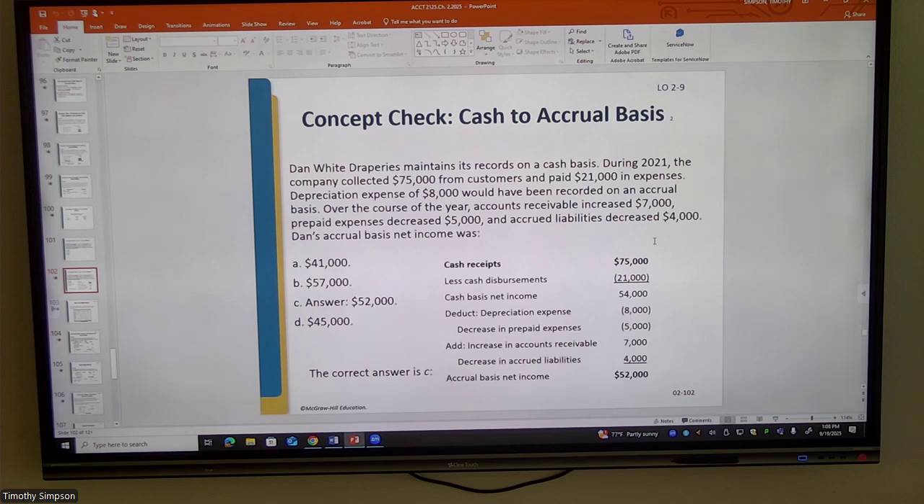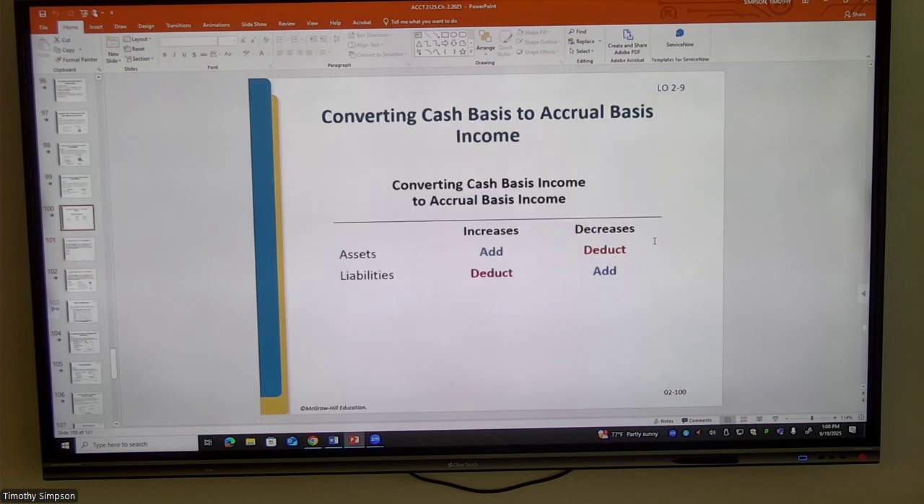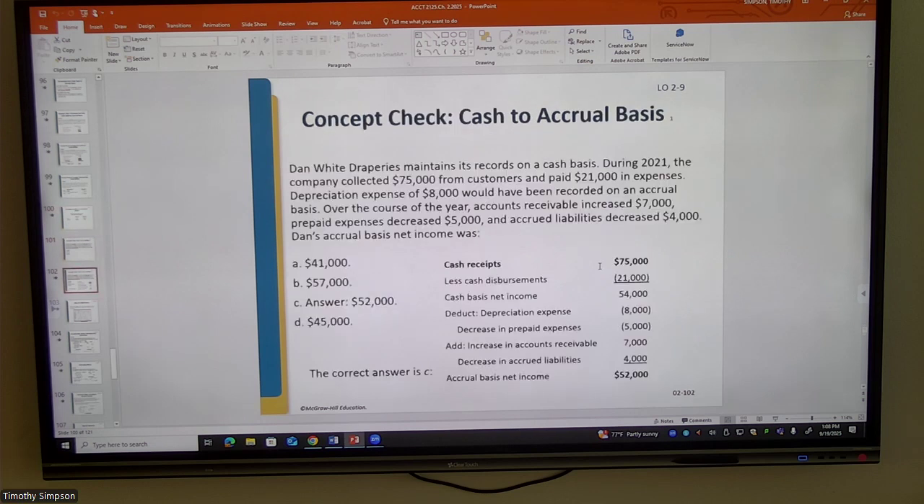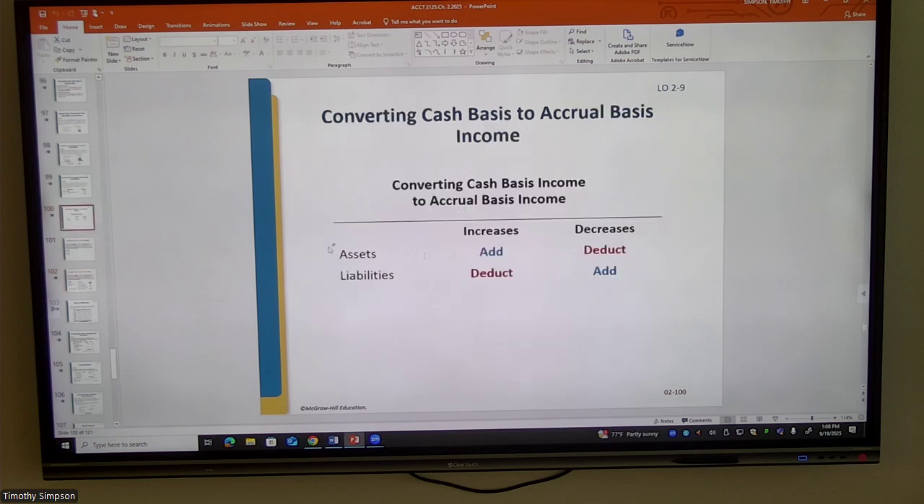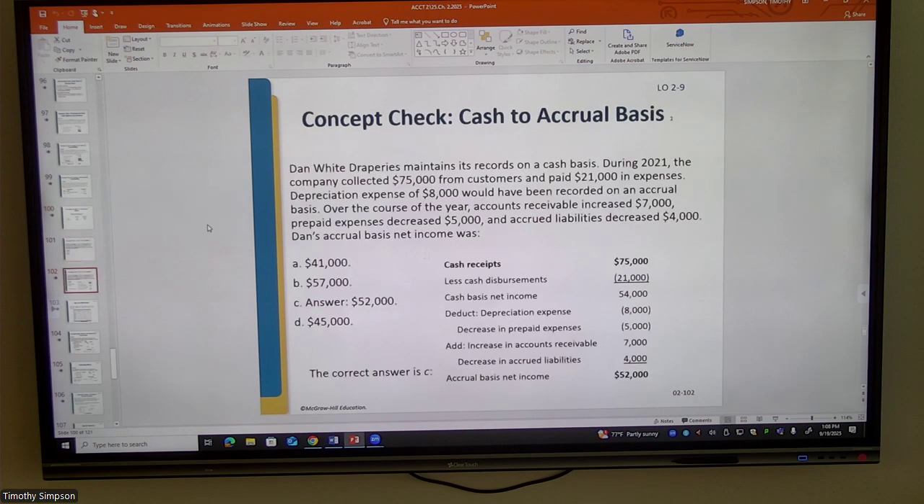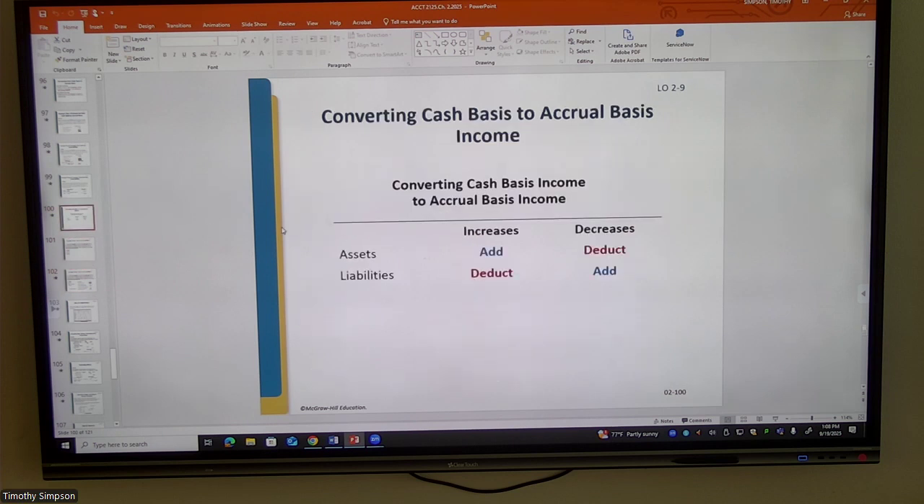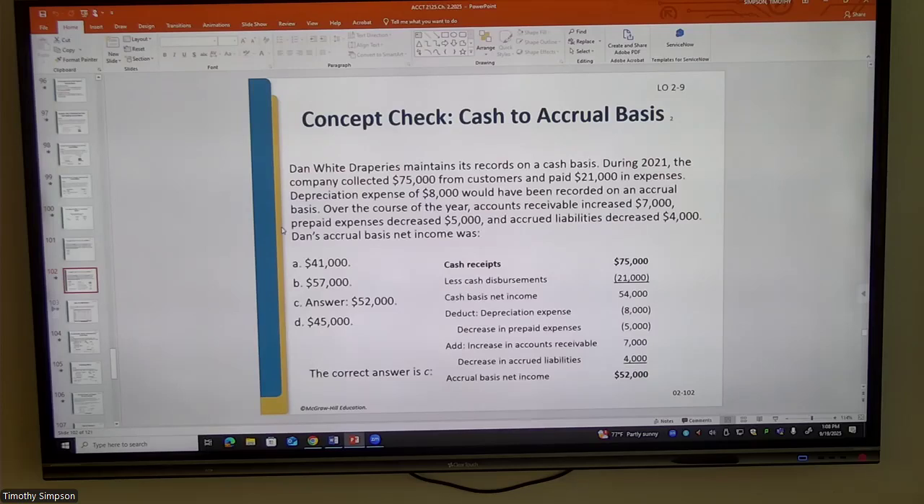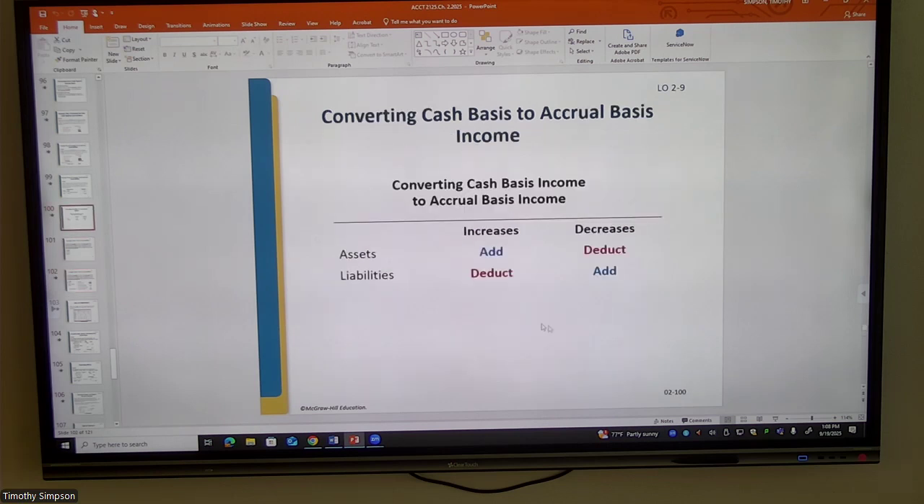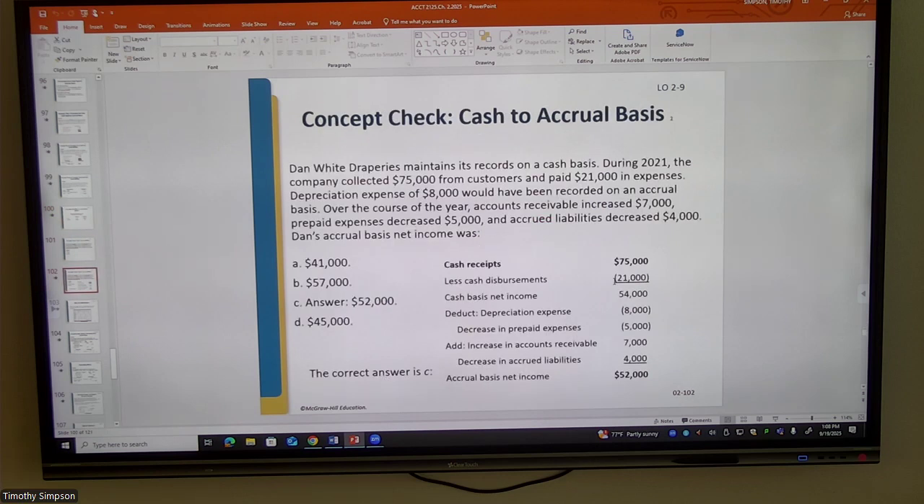And then we have an increase in accounts receivable. An increase in an asset, we're going to add. And you can see why here, because when we talk about assets, we're primarily talking about receivables. When it comes to liabilities, we're primarily talking about payables. At $7,000, the accounts receivable increased, so we're going to add that to the cash basis income figure in order to get to accrual. And one other adjustment we need to make here is that accrued liabilities decreased by $4,000. So we have a decrease in a liability, and we are going to add that back in. As a result, we have accrual basis net income of $52,000.